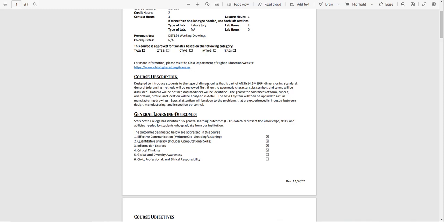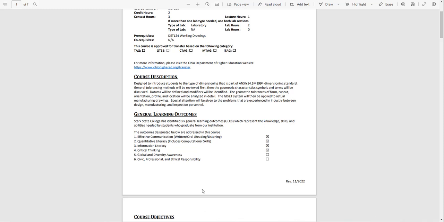General tolerance methods will be reviewed first. That's what we're going to be starting. Then the geometric characteristic symbols and terms will be discussed. Datums will be defined and modifiers will be identified. The geometric tolerances of form, runout, orientation, profile, and location will be analyzed in detail. The GD&T system will then be applied to actual manufacturing drawings. Special attention will be given to the problems that are experienced in industry between design, manufacturing, and inspection personnel.